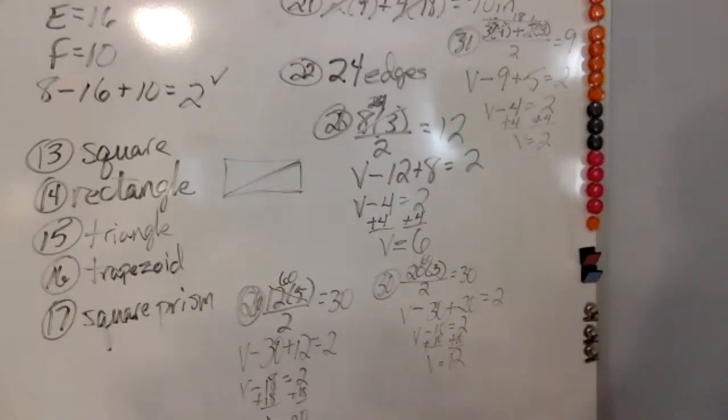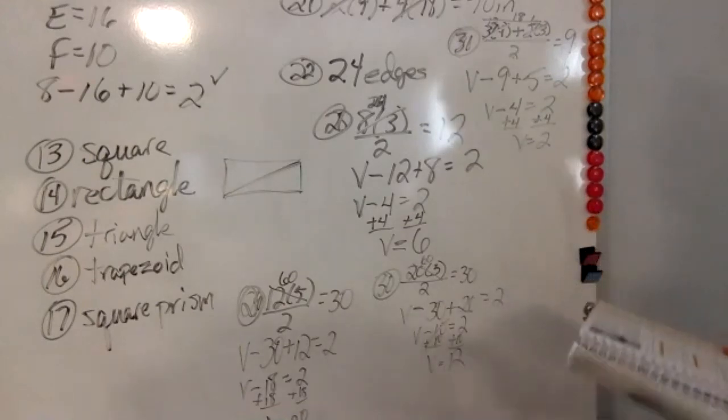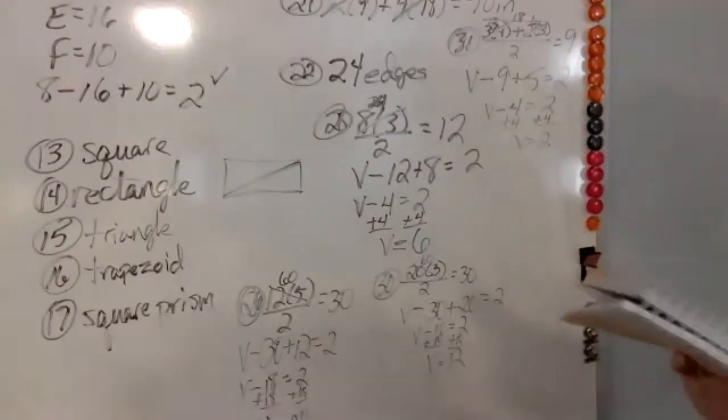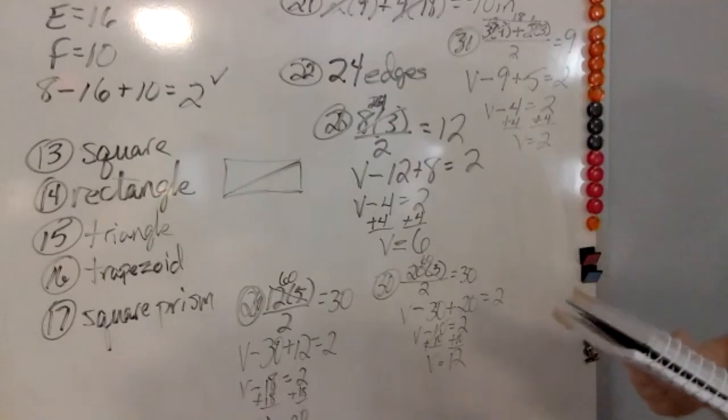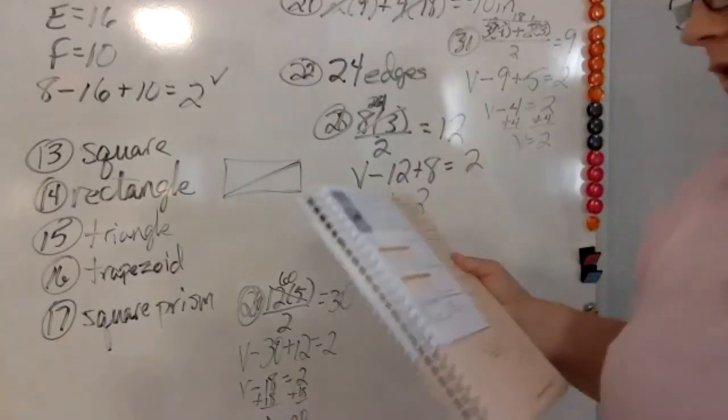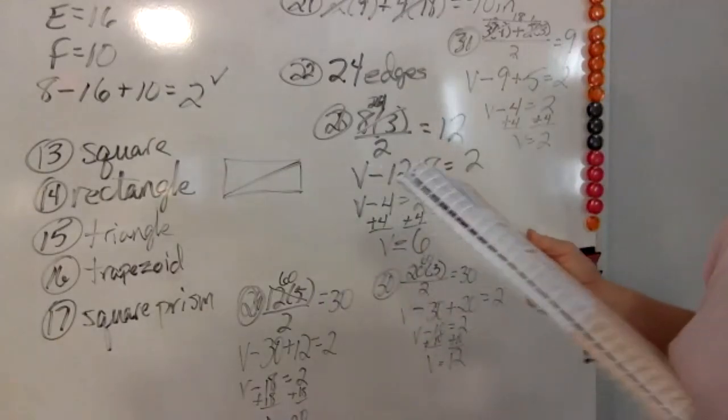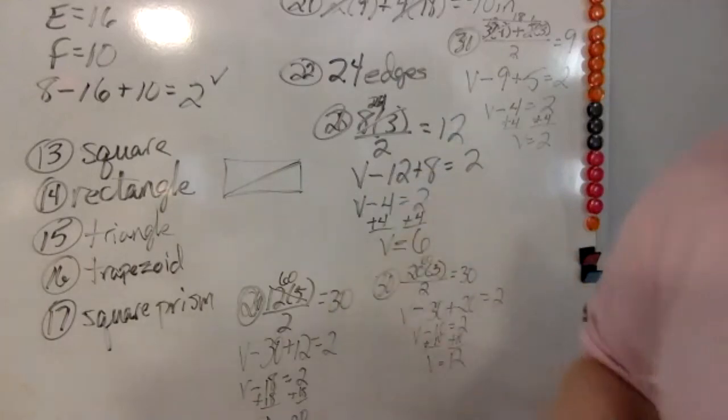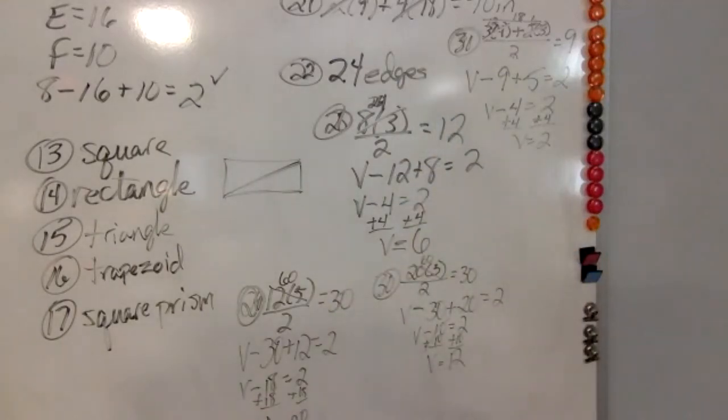Okay. So we have finished everything except number 23 up to this point. So let's look at number 23. We'll finish up. You are working on 23 and getting it done. On 23, it says the sides of the base are 3.